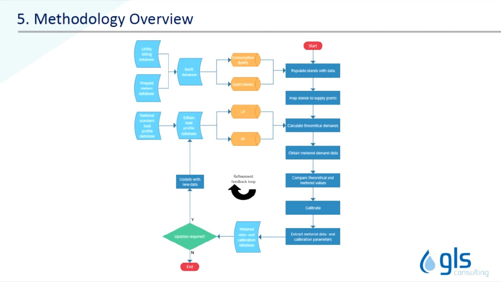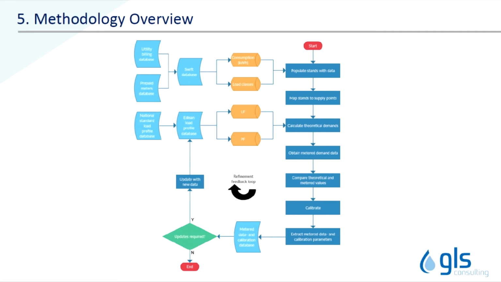From that we get load factors and power factors for different load classes, and we use that in the calculation of theoretical demands. After doing that, we obtain whatever meter demand data we can from the utility. Typically, the higher the resolution and the lower downstream you have it in your network, the better for calibration purposes. We then compare the theoretical and metered values, and we go through an extensive calibration process. After calibrating, we extract the meter data and the calibration parameters, and we store them in a database.